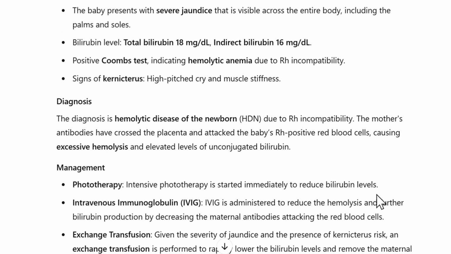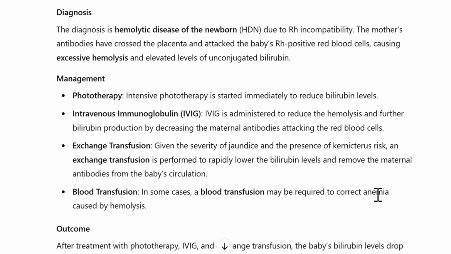Diagnosis: the diagnosis is hemolytic disease of the newborn, HDN, due to Rh incompatibility. The mother's antibodies have crossed the placenta and attacked the baby's Rh-positive red blood cells, causing excessive hemolysis and elevated levels of unconjugated bilirubin.